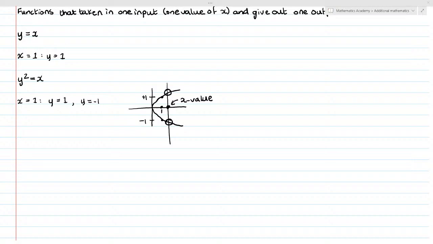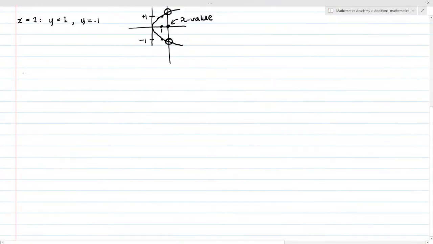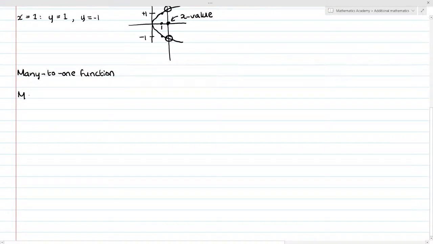So the next thing we need to cover is something called many-to-one, and it's a very similar idea as well. So a many-to-one function is a function which can give you the same value of y for many values of x. So many values of x can give the same value of y. Now, what's an example for this?